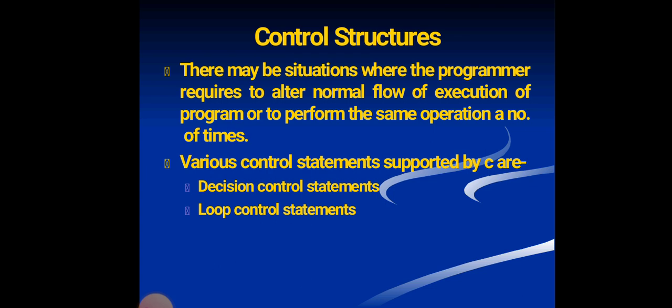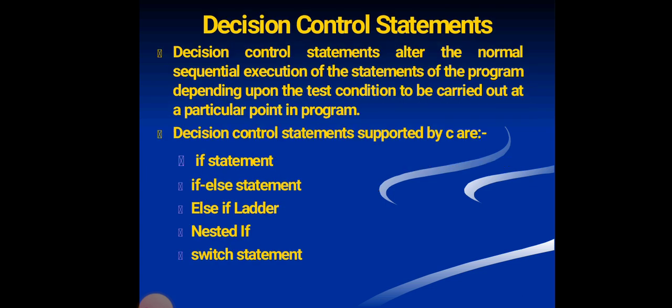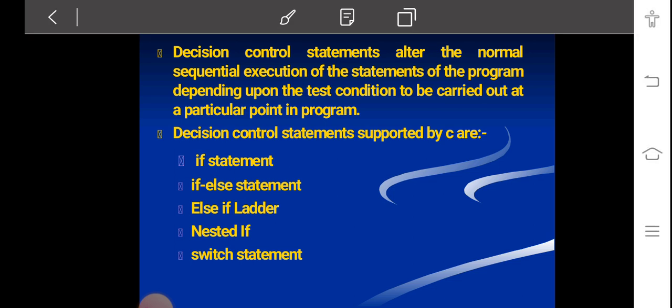These control statements are divided into two sectors: decision control statement and loop control statement. Now we are going to see the decision control statement. Decision control statements mean the flow of the program, which is normally executed in sequential order, depends upon the test condition. If the condition is true or false, the following statements follow those conditions. The decision control statements support statements like the if statement, if else statement, else if ladder, nested if statement and switch statement.